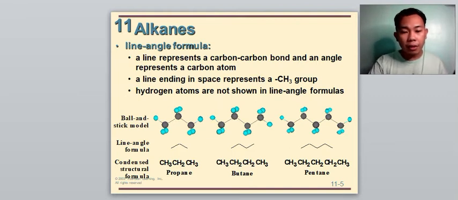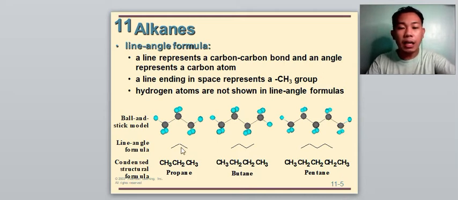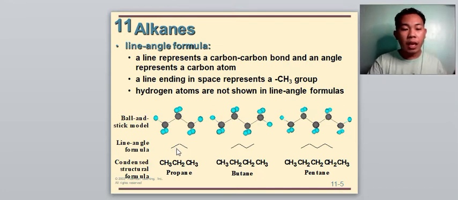The next members of the alkane family are propane, butane, and pentane. Here, it shows the ball and stick model of propane, butane, and pentane, also the line angle formula, and the condensed structural formula. Usually, these hydrocarbons can be drawn as a condensed structural formula, which shows all carbons and hydrogens. But they can also be drawn in a more abbreviated form called the line angle formula. In this type of representation, a line represents a carbon-carbon bond.